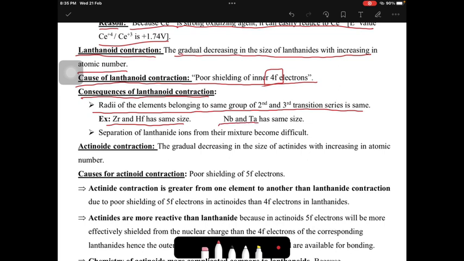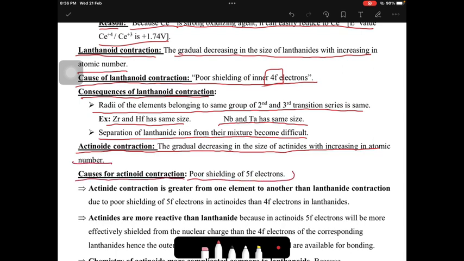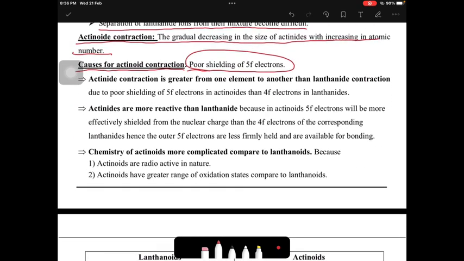Neodymium and thallium have the same size. Separation of lanthanide ions from their mixture becomes difficult. Actinide contraction is the gradual decrease in the size of actinides with increase in atomic number. The cause of actinide contraction is the poor shielding of 5f electrons.